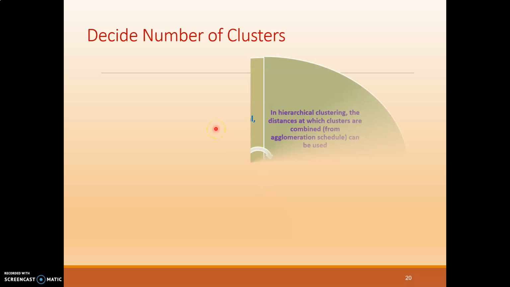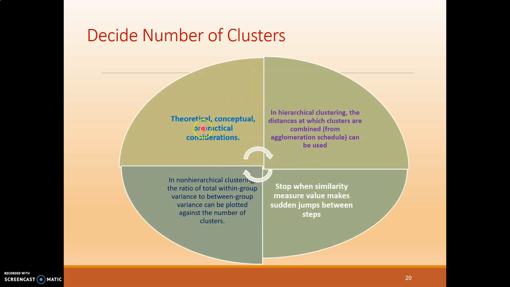Next, decide the number of clusters. Based on theoretical, conceptual or practical considerations, we decide the number of clusters. In hierarchical clustering, we look at the distance at which clusters are combined. In non-hierarchical clustering, the ratio of total within-group variance to between-group variance can be plotted against the number of clusters. Then stop when the similarity measure value makes sudden jumps between steps.